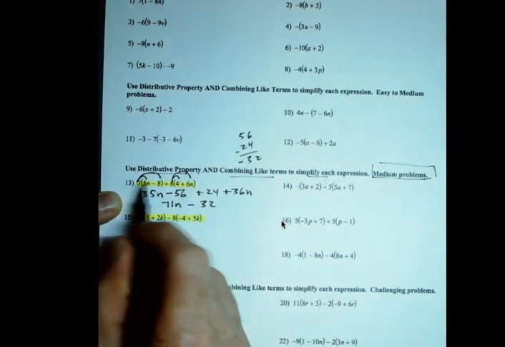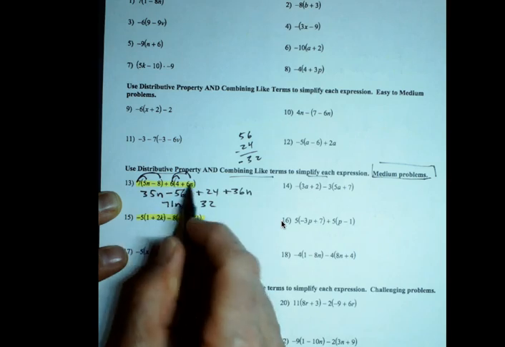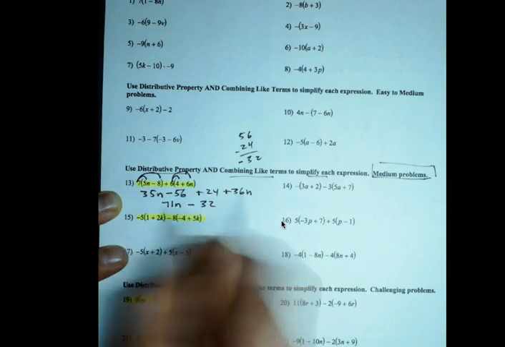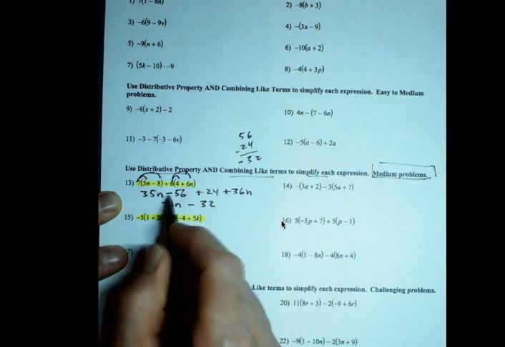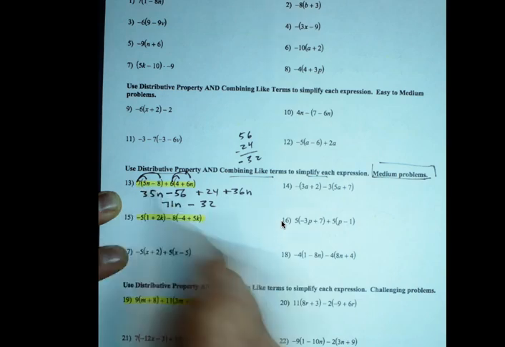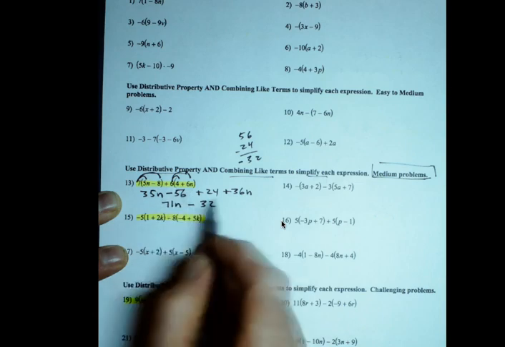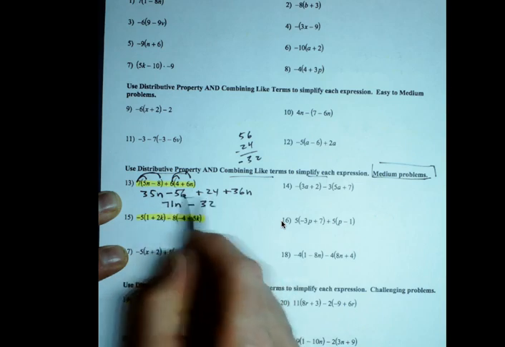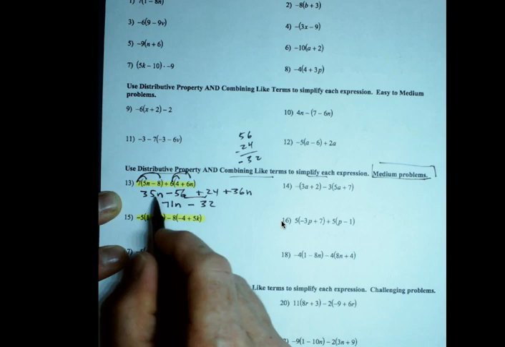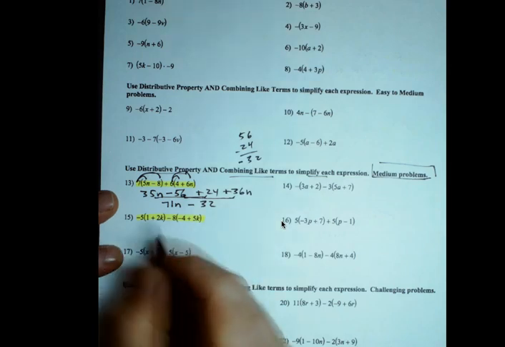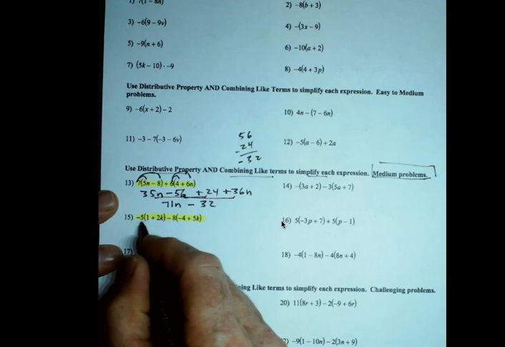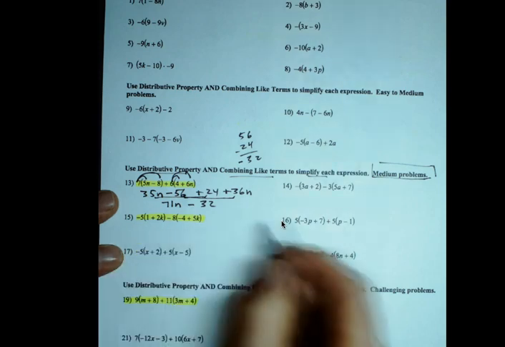35n, 7 times 5. 36n. So there's my 71. Here is my 56. 7 times 8 is negative 56 because it's a minus 8. 6 times 4 is 24. So I'm combining these like terms, and I'm combining these like terms, putting them all together. 71n minus 32. All right, let's take a look at this guy here.